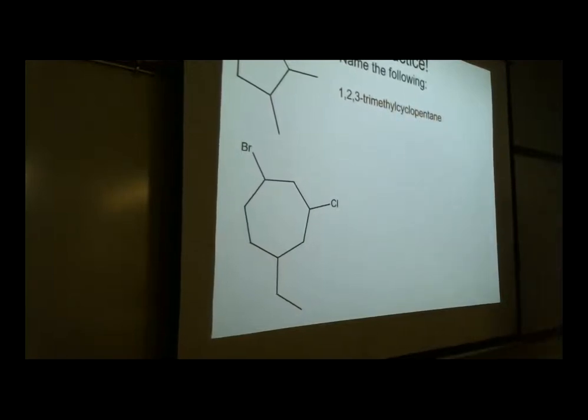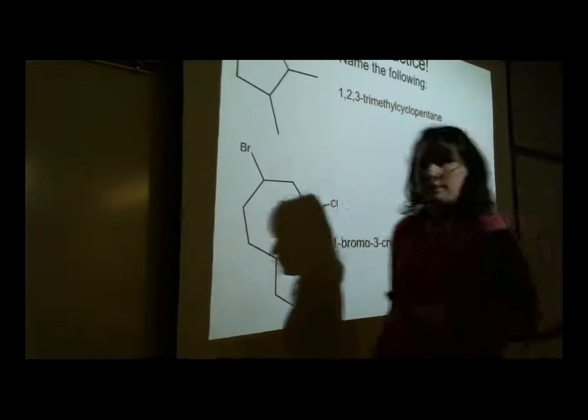Okay, for the second one, we need to pick carbon number 1. Is it going to be the one with the bromine, the chlorine, or the ethyl group? Right, the bromine. And then we need to decide how we're going to number, counterclockwise or clockwise. We're numbering clockwise, right? 1-bromo-3-chloro-5-ethylcycloheptane. It's a 7-carbon chain in a ring. We good on these two?